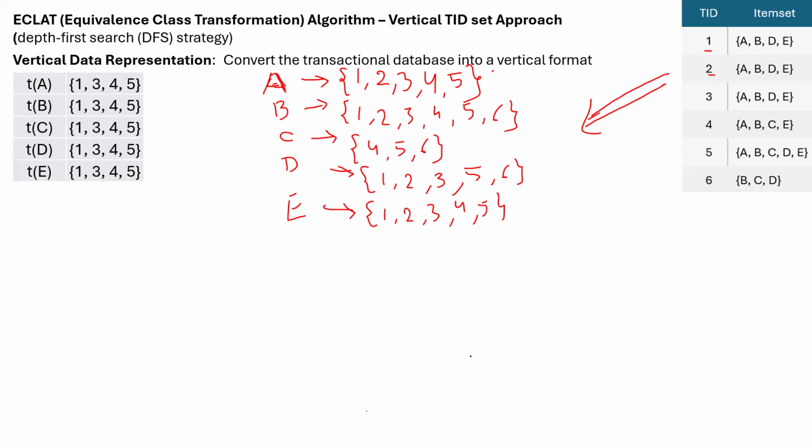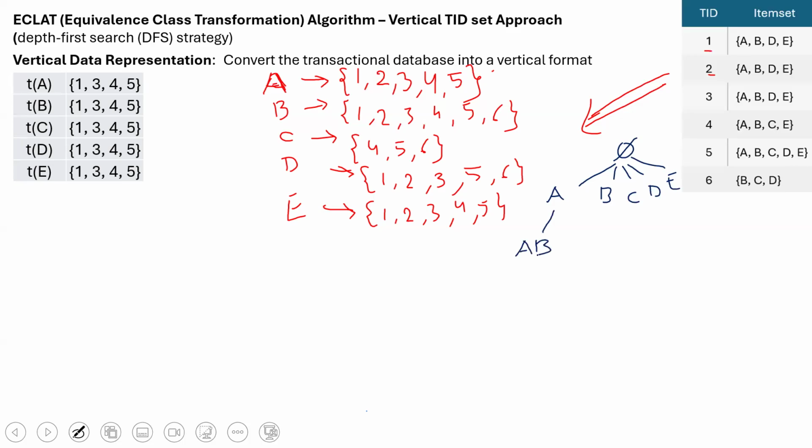So now I have this transaction set. Now what I'm going to do is create a transaction set for each item. So this becomes A, B, C, D, and E. Now A is present in 1, 2, 3, 4, 5, 6. B is present in 1, 2, 3, 4, 5, 6. You have this vertical format, right? Now I'll go to AB and form this, and now I'll go to AC. Then I'll go to AD. We are going through depth first now.